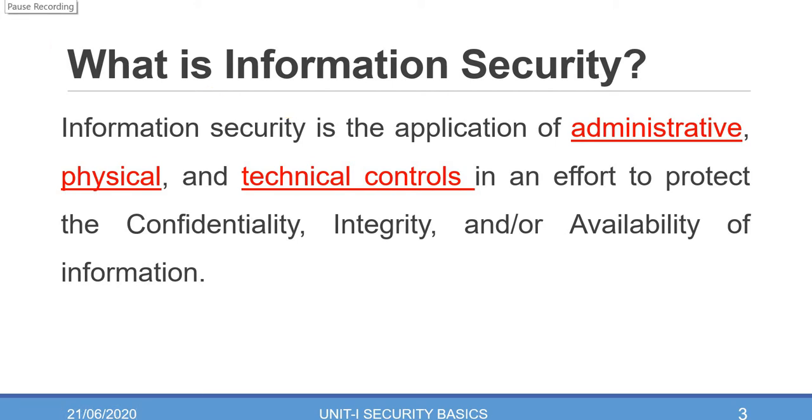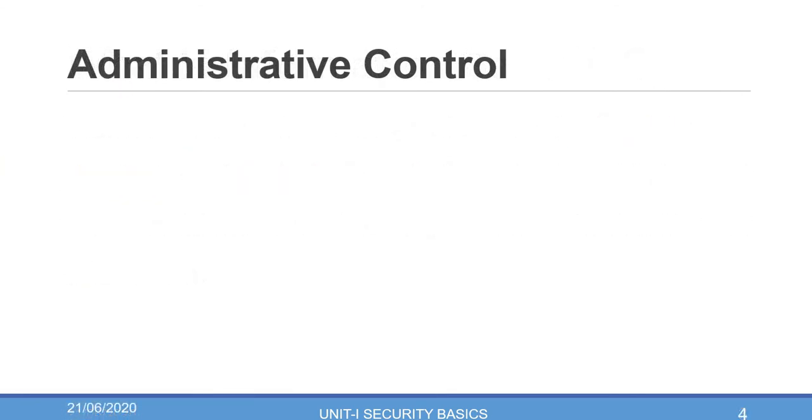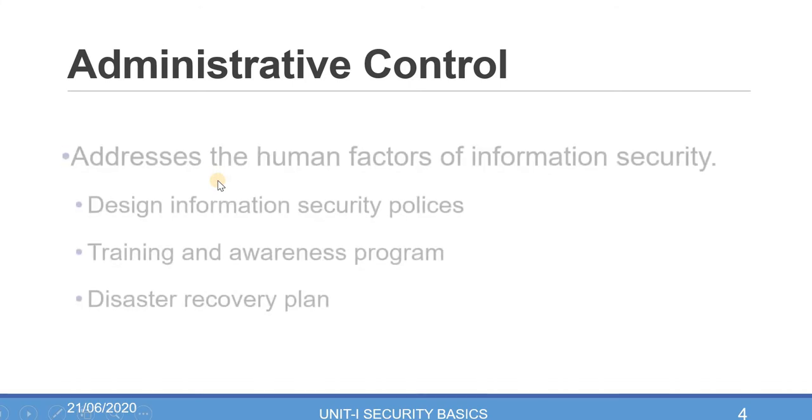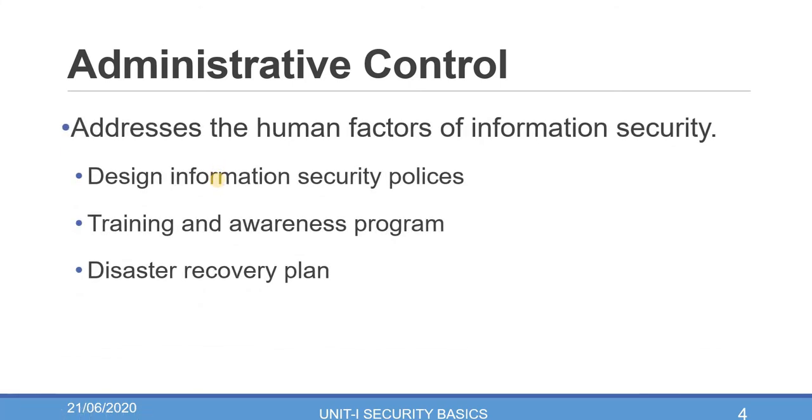So I repeat, information security is the application of administrative, physical and technical controls in an effort to protect the confidentiality, integrity and/or availability of information. Now, what is meant by administrative, physical and technical control? Let us see one by one. Administrative control is nothing but it addresses the human factor of information security.